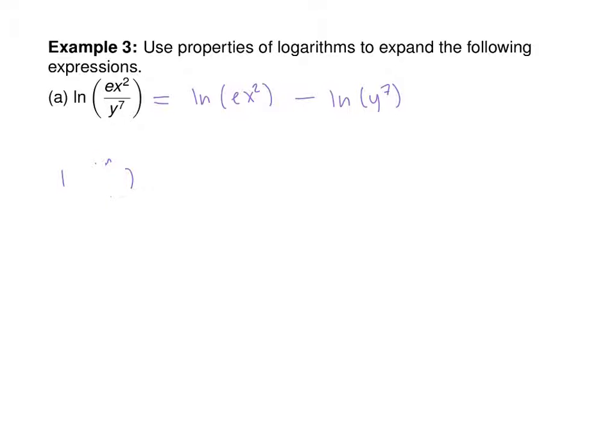Okay, division results in two logs being subtracted. What happens when you have multiplication? So that becomes ln of e plus ln of x squared minus ln of y to the 7th. And this idea that we're doing this expansion thing, we're going to use it again. I'm pretty sure it's section 3.6.